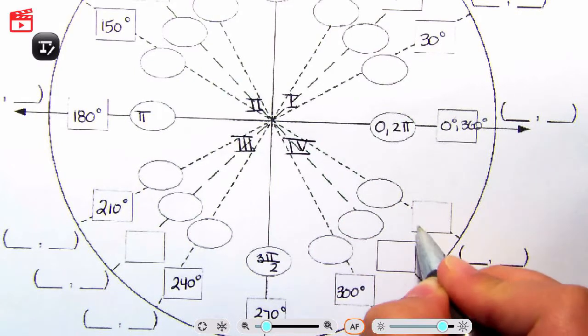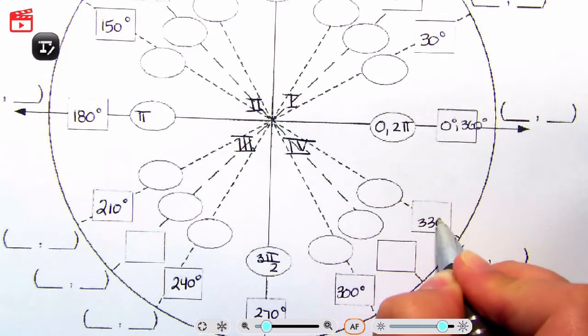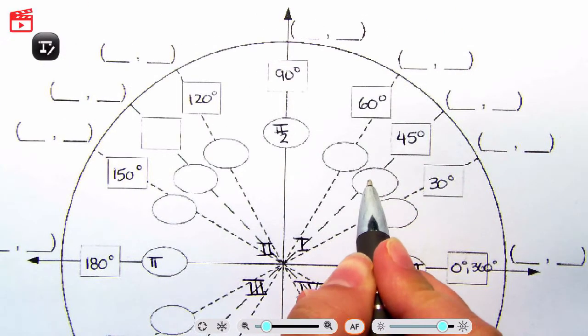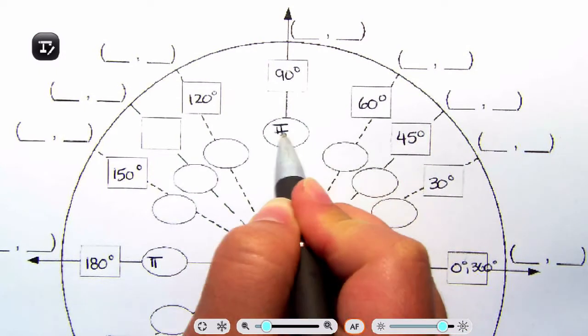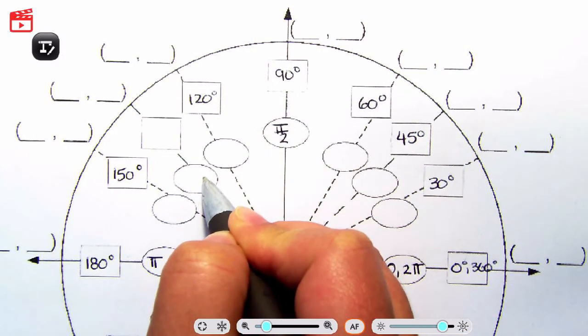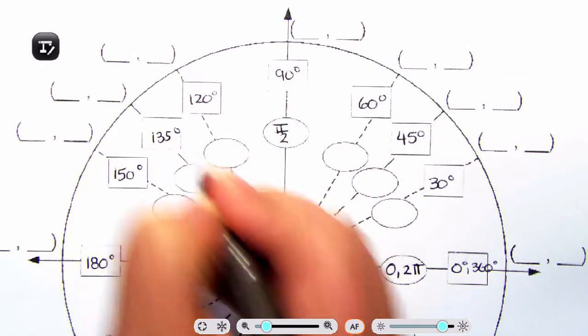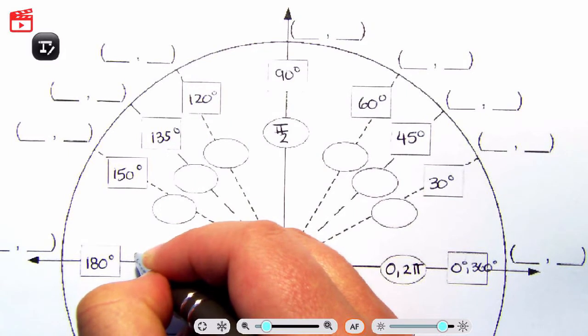And you kind of see the pattern here, which now I'm at 330 degrees. Now let's do 45. From our initial ray, 45 degrees is here. If I travel another 45, I'm at 90. If I travel another 45 from my 90, that means I'm at 135. If I travel 45 there, I'm at 180.